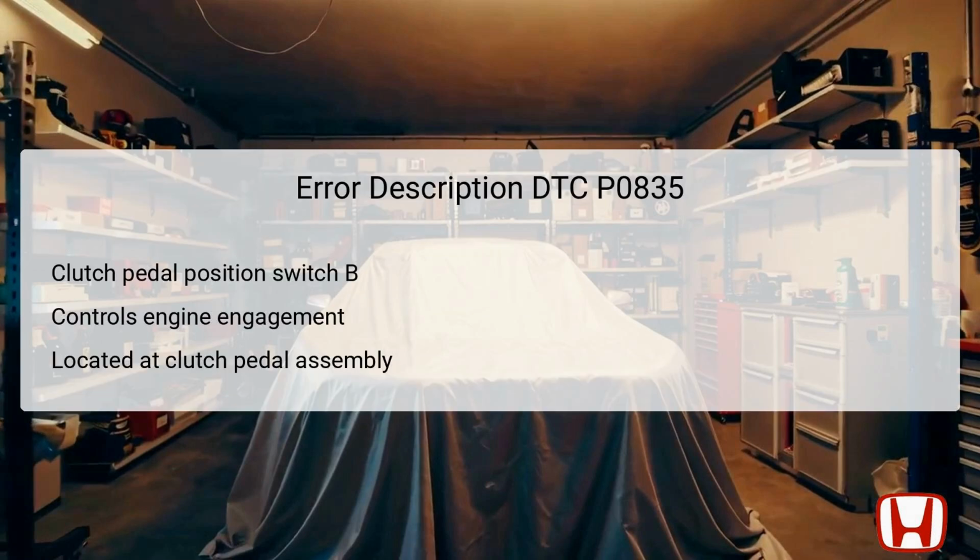The clutch pedal position switch B is integral to the functioning of a manual transmission system, enabling the vehicle to disengage the engine from the transmission when the driver presses down on the clutch pedal. It is positioned at the clutch pedal assembly, ensuring that the switch actuates accurately in response to pedal position. The switch's primary role is to relay information to the engine control module, ECM, which can then control related systems, including the engine's ignition timing and cruise control features.